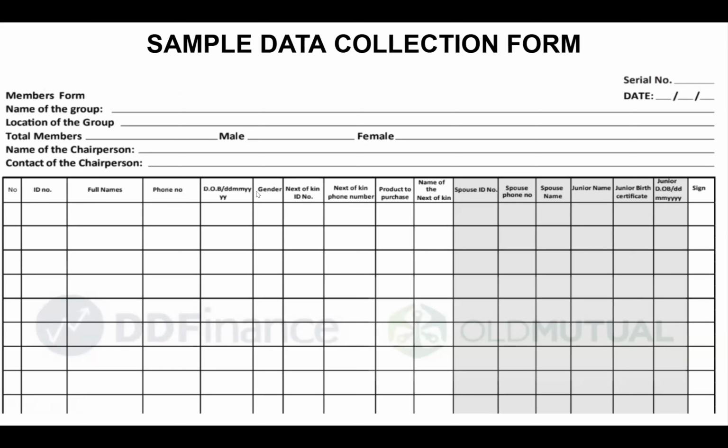And then we will look at the date of birth and the gender. The date of birth is in this format, and these forms will be very clear: the date, the month, and the year. The gender is basically male or female.